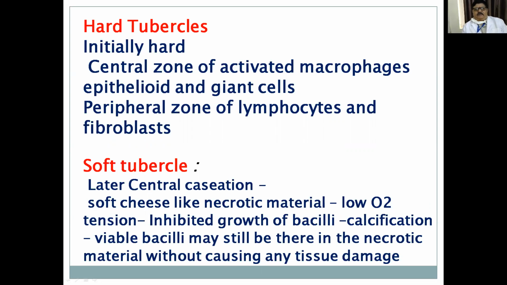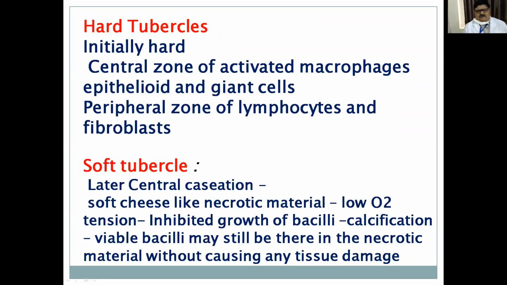So the development is either hard tubercles or later on they become soft tubercles. Initially the tubercle is hard. There is a central zone of activated macrophages, like we told you, the Th1, Th2 activation of macrophages. So you have activated macrophages in a central zone, and a peripheral zone of lymphocytes and fibroblasts.